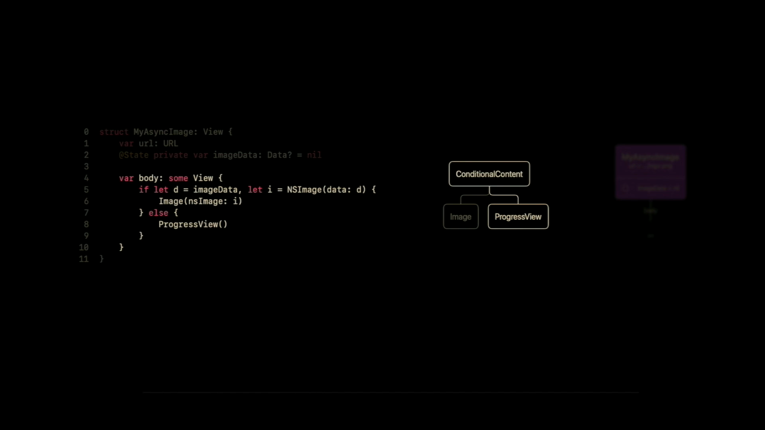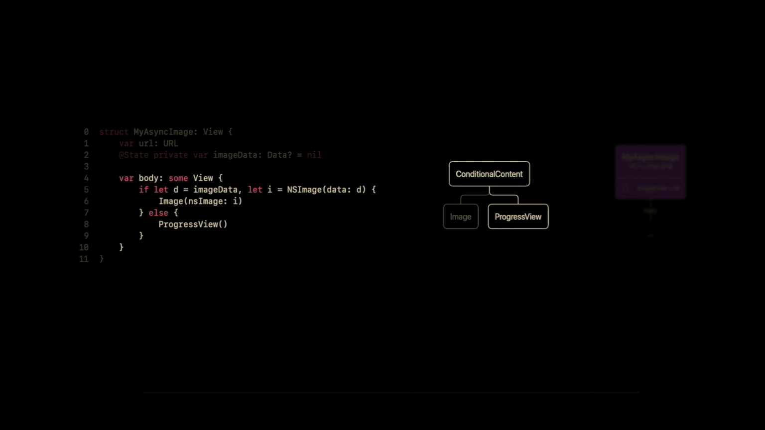If you would print the type of this body, you would see that it's a conditional content with an image and a progress view. And so SwiftUI knows there will always be either an image or a progress view, never both, never neither. So this is all statically encoded into the type system, and this makes SwiftUI so efficient.